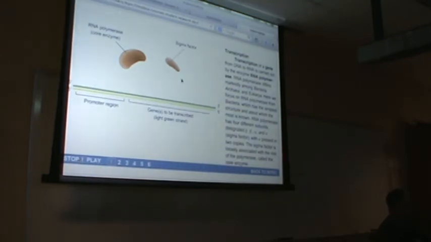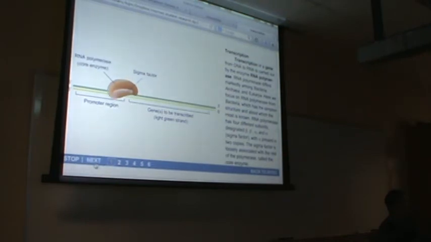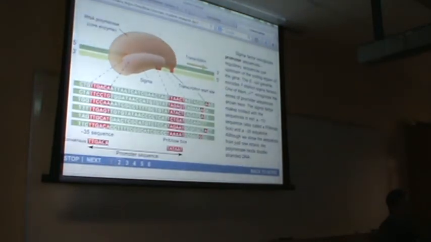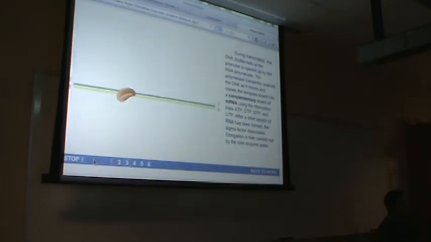So we have a sigma factor in bacteria that binds to the promoter region. The promoter region should have the minus 10 box and minus 35 box, and then there's a transcription starting site. So the sigma factor binds to the two boxes and then recruits the polymerase. Once the transcription has started, the initiation part is followed by elongation, and now the sigma factor will be thrown away.